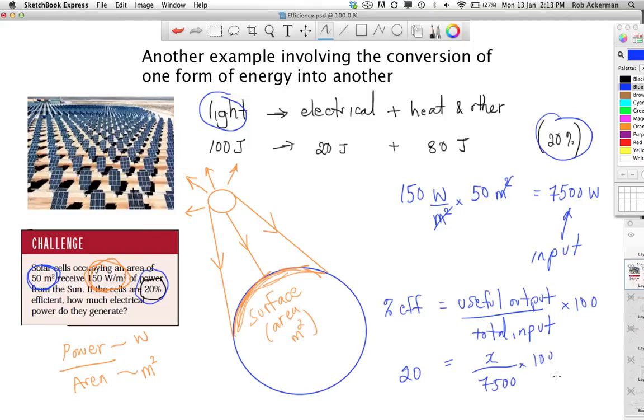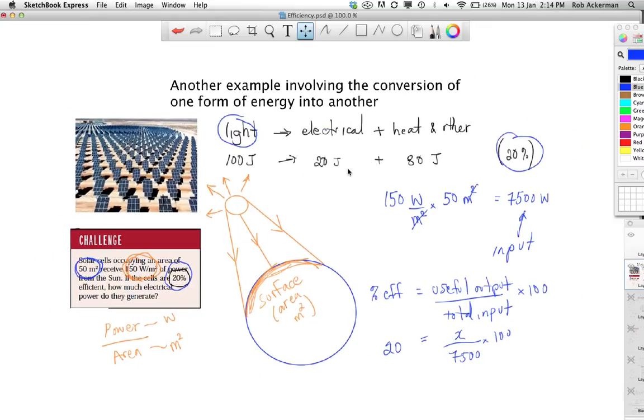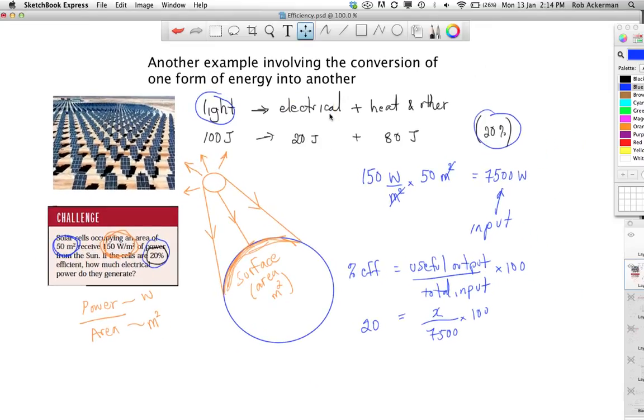what are you going to get? Let me just give myself a little bit more room here. We are going to get x equals, it's going to come to 20 over 100 times 7,500. And that's going to be 7,500 times 0.2 equals 1,500 watts of power. So there you go. How much power do they generate? 1,500 watts, even though there was 7,500 available.